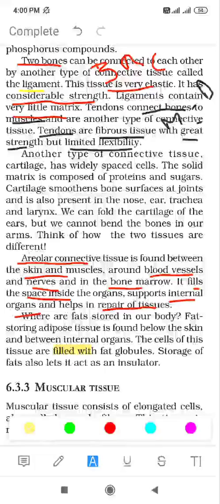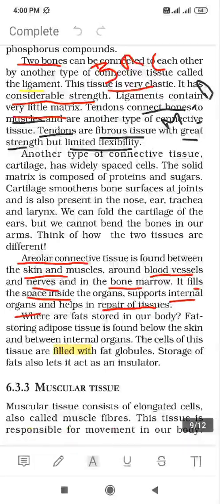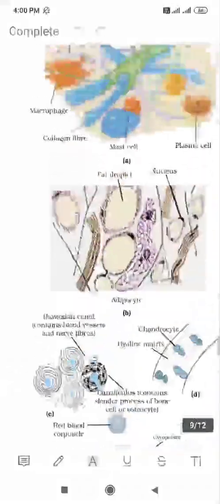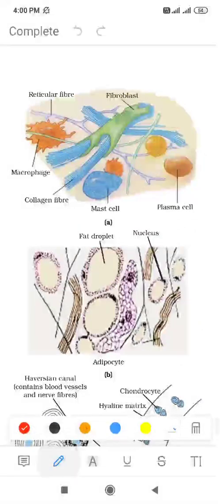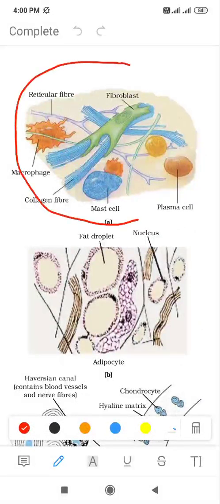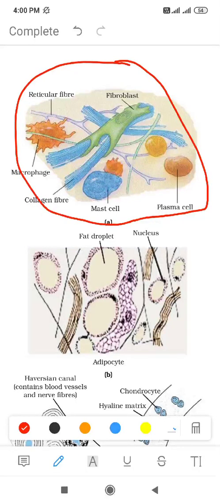Now, let us see the diagram of this connective tissue. You can see here the diagram of the areolar connective tissue. And you can see that they have lots of fibers. They have fibroblasts. This fibroblast gives rise to the different types of fibers such as collagen fibers, reticular fibers, etc. They are richly supplied with blood vessels.